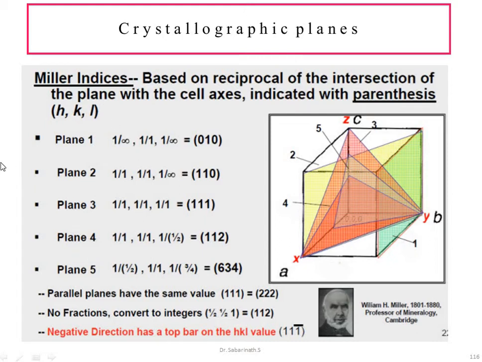For all the cubic structures we use this technique. Cubic structures means simple cube, FCC and BCC. For these three structures we will use Miller indices. And for hexagonal close packed structures, we use another technique known as Miller-Bravais indices. Now let us see what this represents.